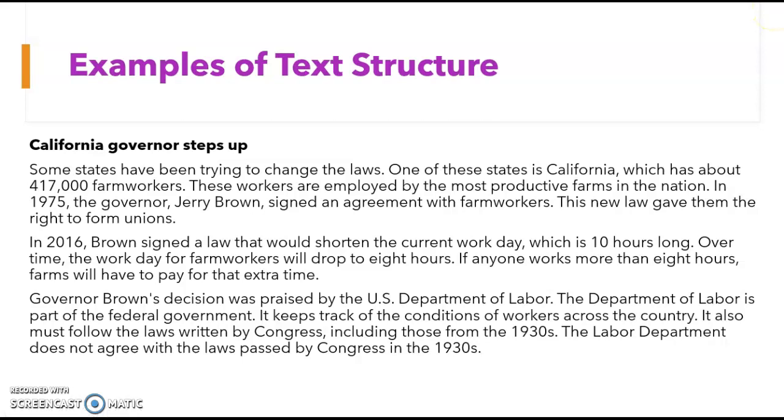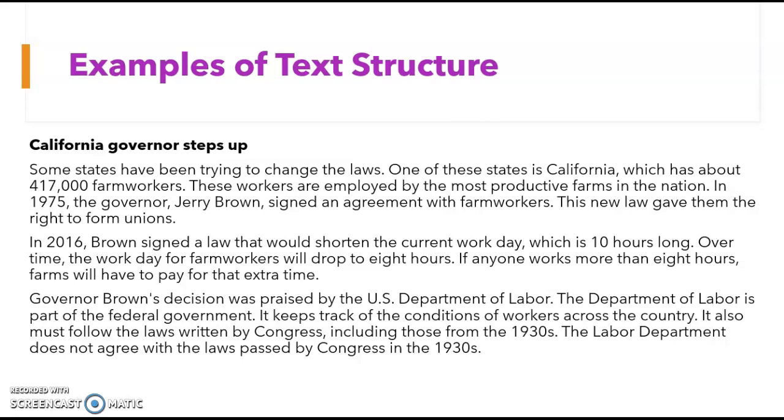California governor steps up. Some states have been trying to change the laws. Okay, jumping out of reading mode for a second. Well, here we go. Trying to change the laws. So I'm thinking if they're changing laws, and the title of this paragraph is California governor steps up, I might be headed towards a solution, but let me keep reading to find out. One of these states is California, which has about 417,000 farm workers. These workers are employed by the most productive farms in the nation. In 1975, the governor, Jerry Brown, signed an agreement with farm workers. This new law gave them the right to form unions.